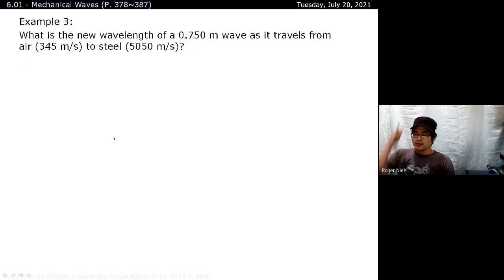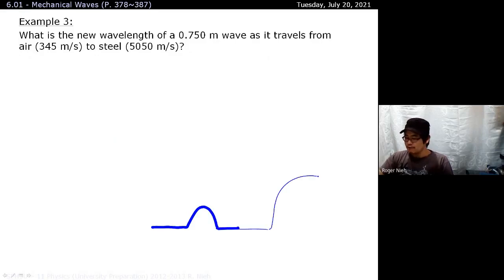Okay, so taking a look at this question over here, without looking at the numbers specifically, you notice that it's traveling slower through air and faster through steel. In other words, air will behave as the more dense medium, and the steel will be the less dense medium. So it's going to travel a lot faster, and it's going to have a longer wavelength and a greater amplitude. That will be the outcome.